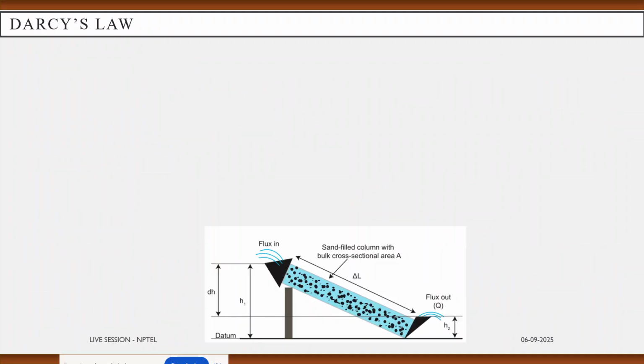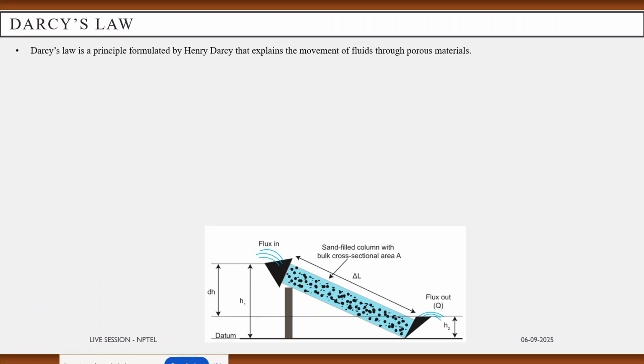Now we are going to discuss Darcy's law, which is very important when you are dealing with a porous bed. So you have to know the basic rule of Darcy's law.